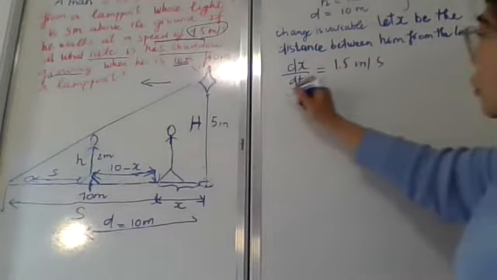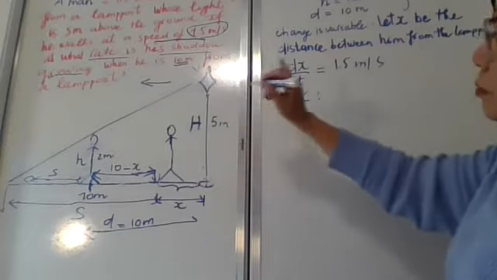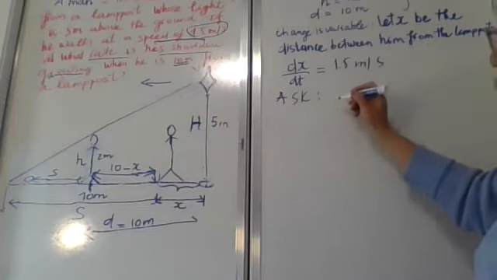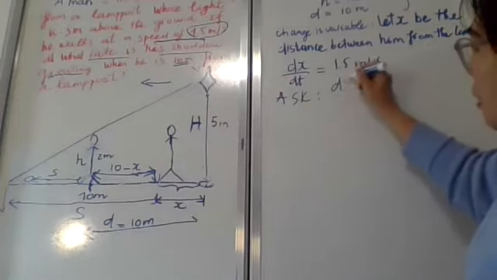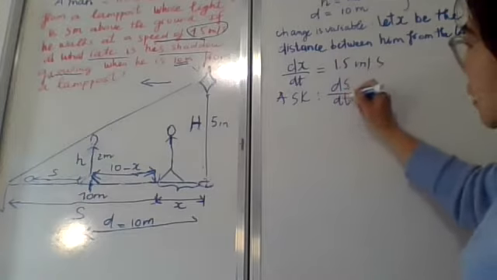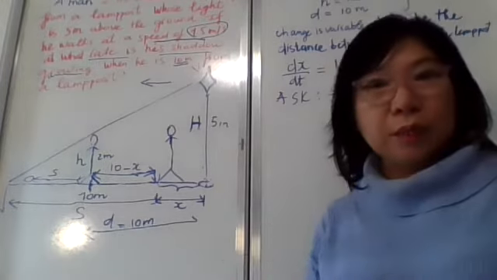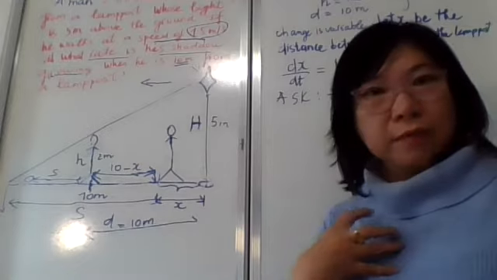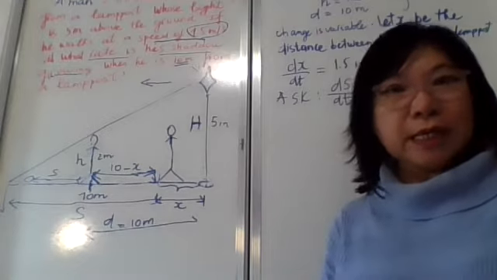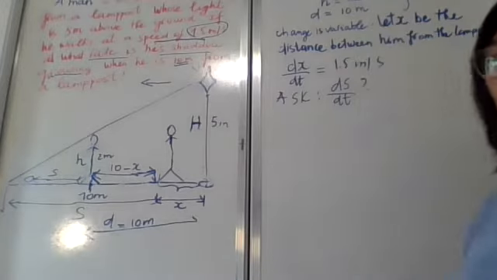What is the question? The question asks, what is the rate of change when he's 10 meters from the lamppost? So the question asks for ds over dt, which is his shadow. That's the question. Okay, so now we know what they tell us and what they ask us. I need to know two things in the word problem: what data they give us, what information that is, and what the question is. I only need two things, right? And I have to write them down, okay?